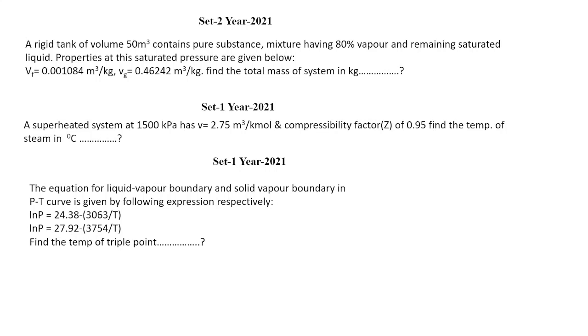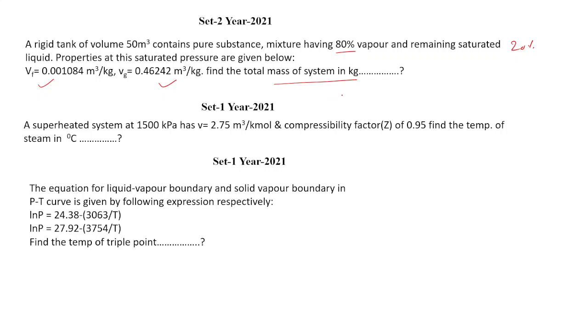These 3 problems we will do quickly, and then we'll wind up. This same problem we did in the last class, properties of pure substance, right? A tank has some volume and contains a pure substance, a mixture of 80% vapor and the remaining 20% saturated liquid. The properties at the saturated pressure are given below. Vf and Vg are given, and we have to find the total mass of the system. You can easily find it, right?